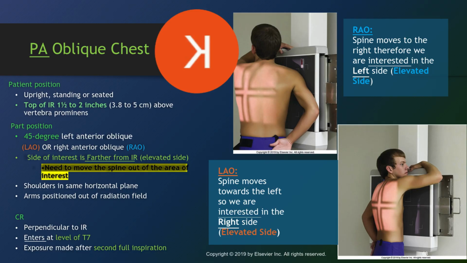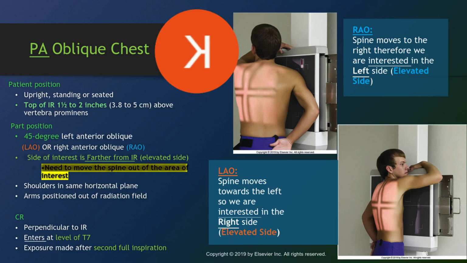So the top picture we see here, the patient is in an RAO position. The spine moves to the right, therefore we are interested in the left side. That's the elevated side. In the bottom picture we have the patient in a LAO position, and it looks like the spine moves towards the left, so we are interested in the right side, or the elevated side.